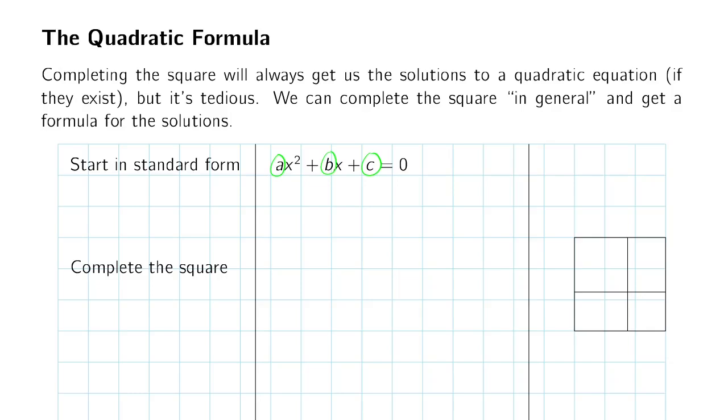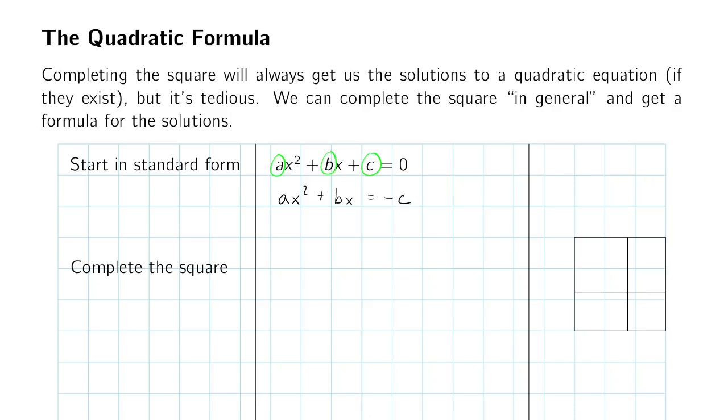So to complete the square, we need to get x squared plus something times x on one side. So we need to get rid of the A and the C on the left. First, we'll subtract C on both sides. So we'll have ax squared plus bx equals negative c.